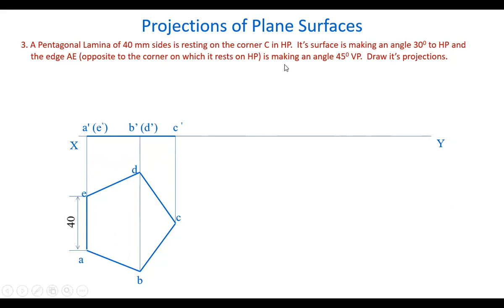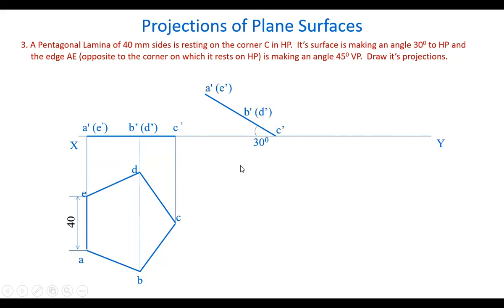Next, in the second position, its surface is making a 30 degrees angle to HP. And that means we can lift the plane on this side or this side. We can lift on any side, but here it is resting on the corner C. The corner C is in the horizontal plane. That's why we cannot lift this upwards. We have to lift this up such that the corner C will be in the horizontal plane. So lift the plane like this and show 30 degrees angle to HP. And now mark the front view points.